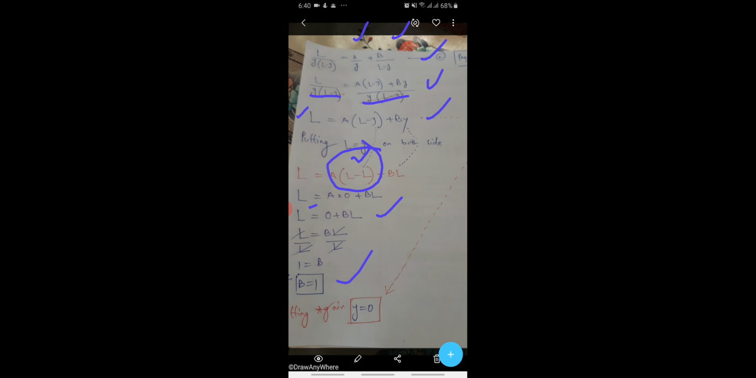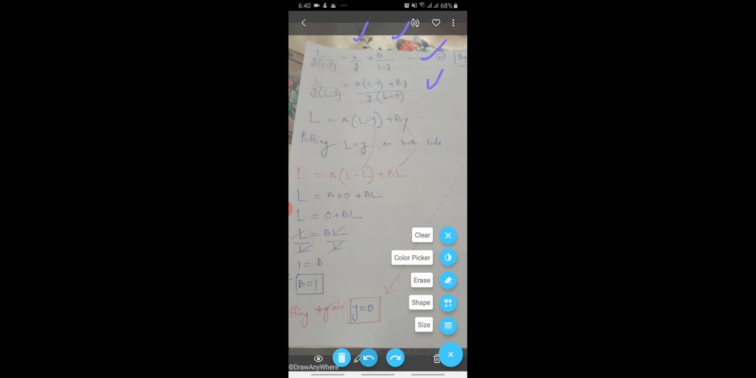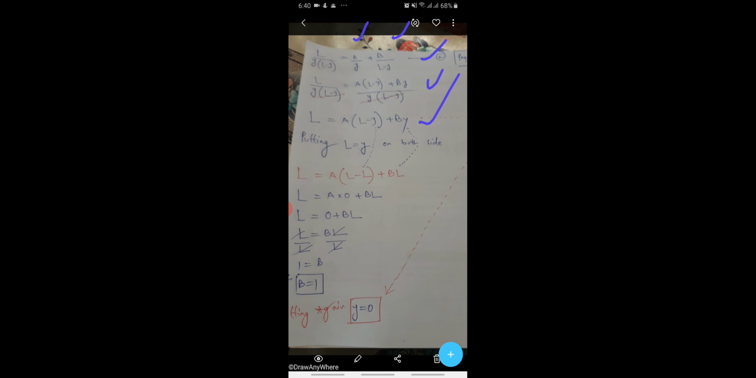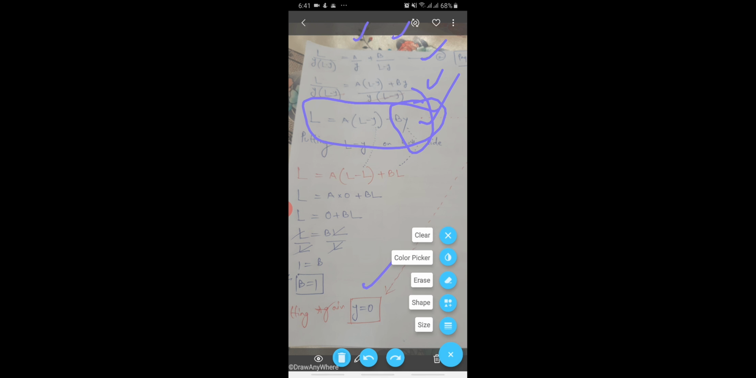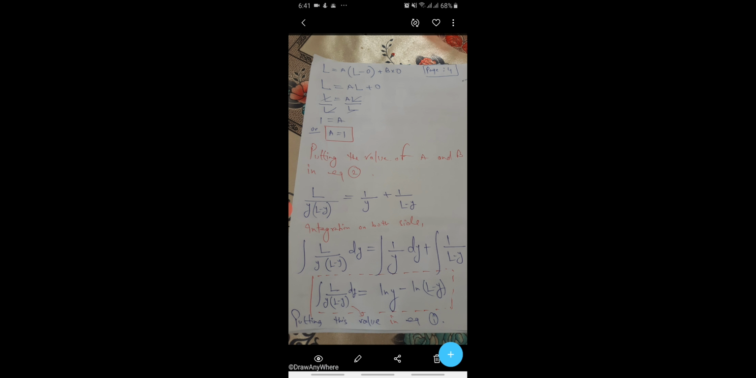In the same way, I have to find the value of A. So again, in this equation, I put y equal to 0, so that the value of B becomes 0 and I can find the value of A in an easy way. Again in the same equation, I put 0 in the place of y.